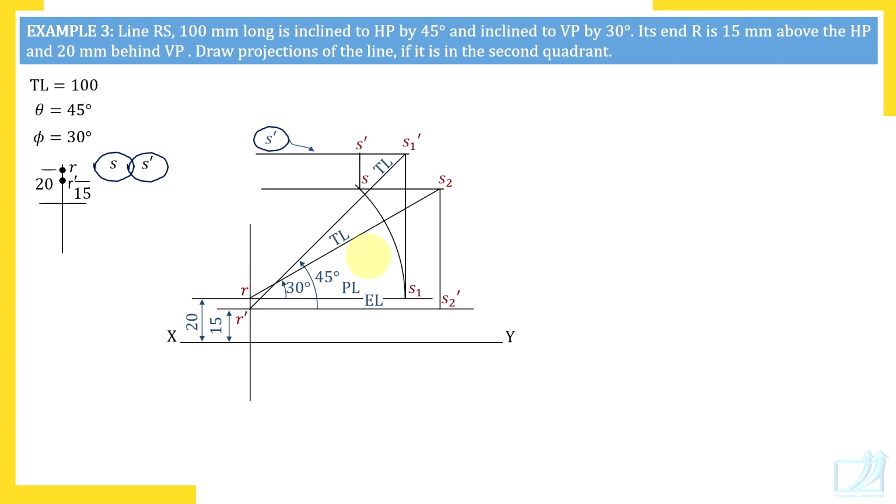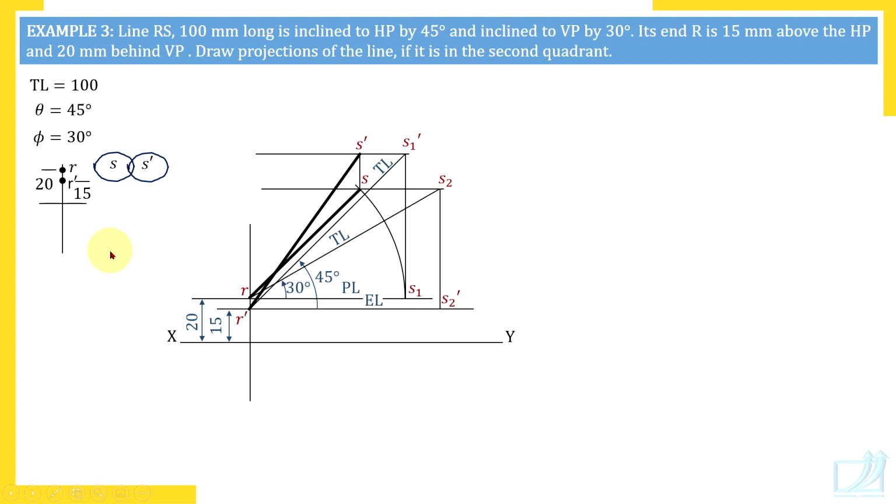Now join RS and R dash S dash. RS is top view and R dash S dash is front view. So this is how we have completed the drawing. It's that simple. The problem was similar to the earlier problem: true length, true inclinations given and a reference point. In fact, in all three problems, including the first problem we solved in the last lecture, the data was similar. Only I have changed the positions of the lines.